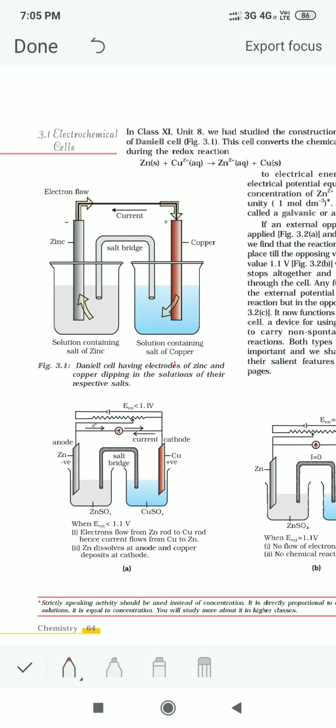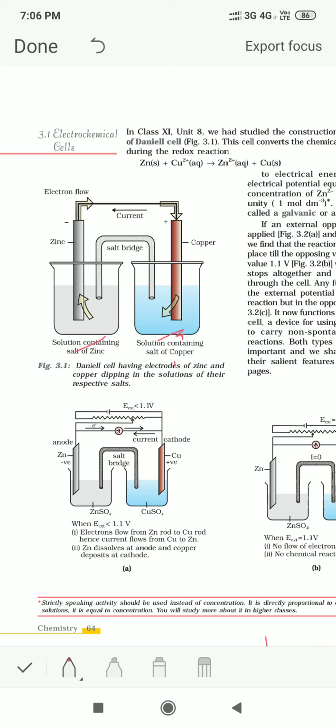So after some time, the copper rod becomes thicker and thicker, and the zinc rod will become thinner and thinner. Zinc rod becomes thinner and copper rod becomes thicker. Then concentration of zinc ions in the solution is increasing, and concentration of copper ions in the solution is decreasing.